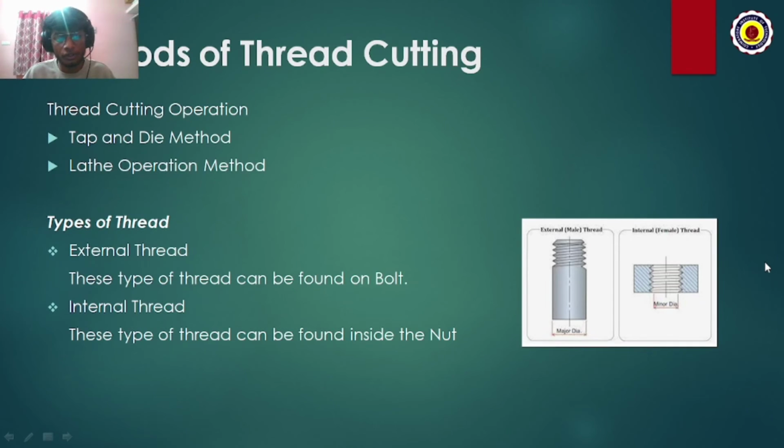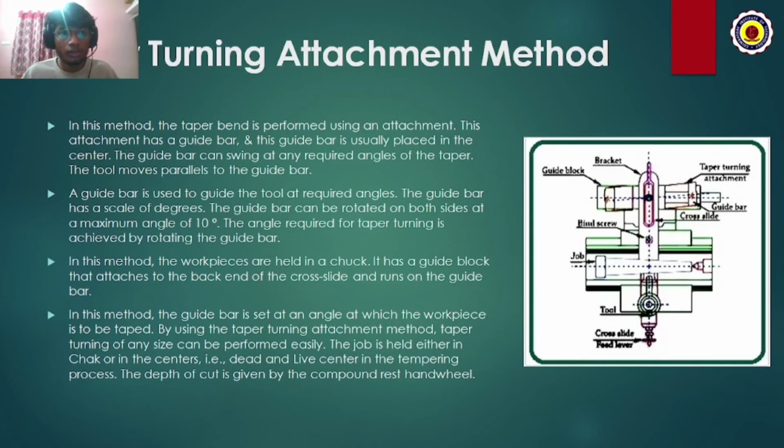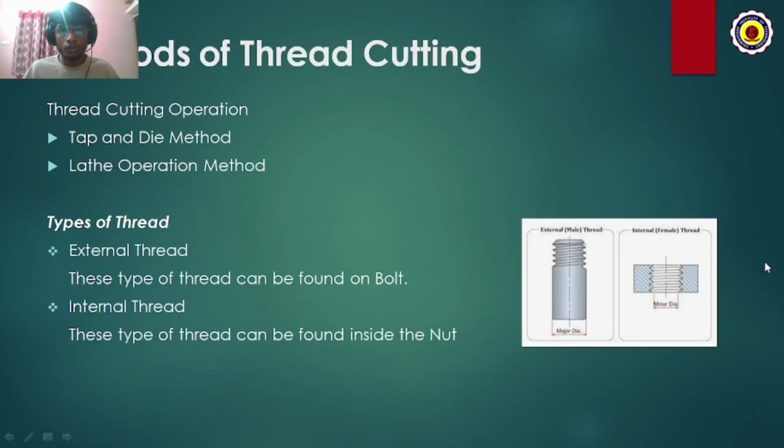So that was the explanation for the taper turning attachment method. Moving on, let's look at methods for thread cutting. For thread cutting operations, there are many methods. A few of them are the tap and die method and the lathe operation method.